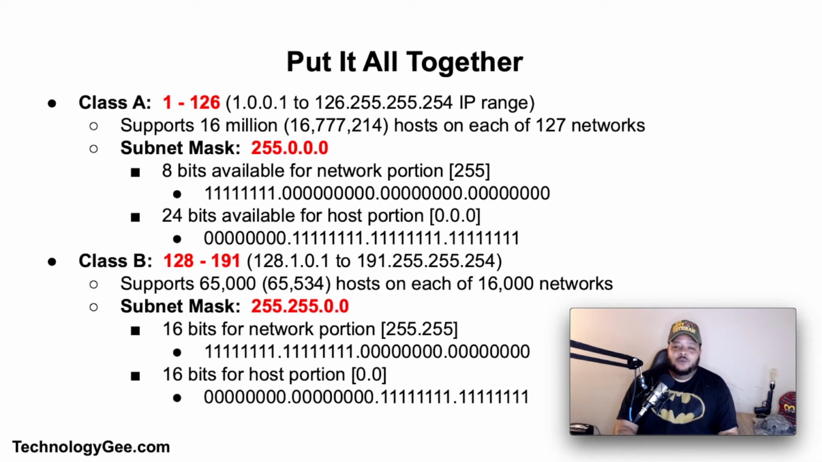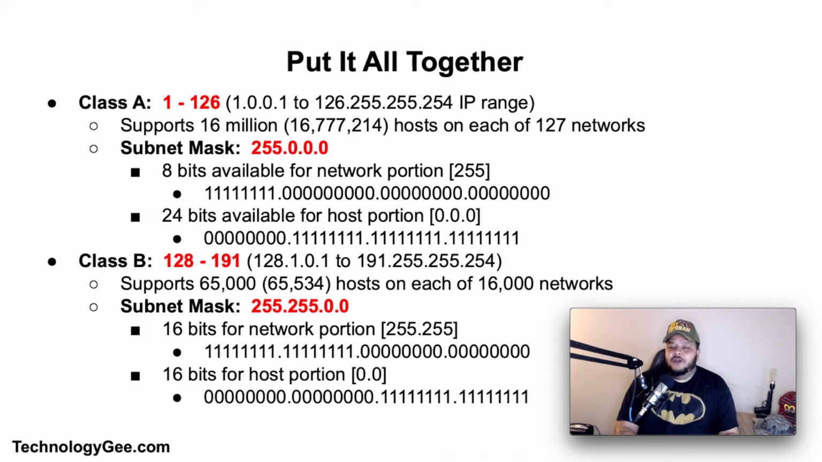So once again, we have three main classes of IP addresses that we are dealing with when we're dealing with classful subnetting. You have class A, and those IPs start with the number 1 going all the way through the number 126. So if you look at the first number in the IP address and it's between 1 and 126, you are dealing with a class A IP address. And this supports 16 million hosts on 127 different networks, and its subnet mask will be 255.0.0.0, and that subnet mask will have 8 bits available for the network portion, which is 255.